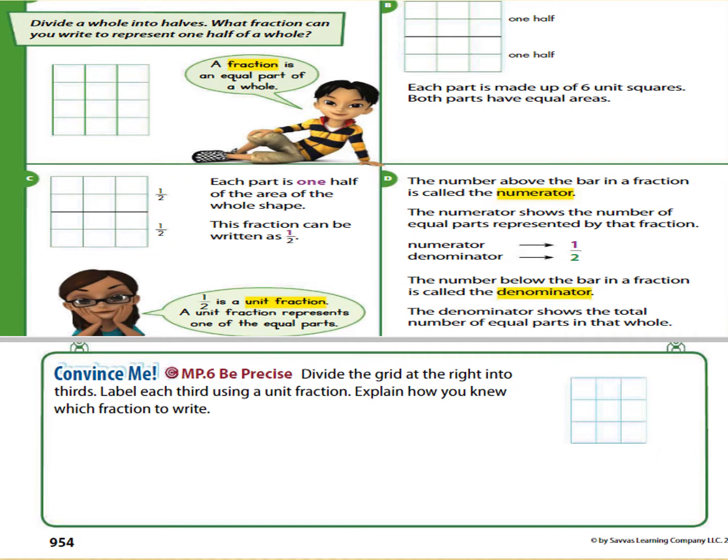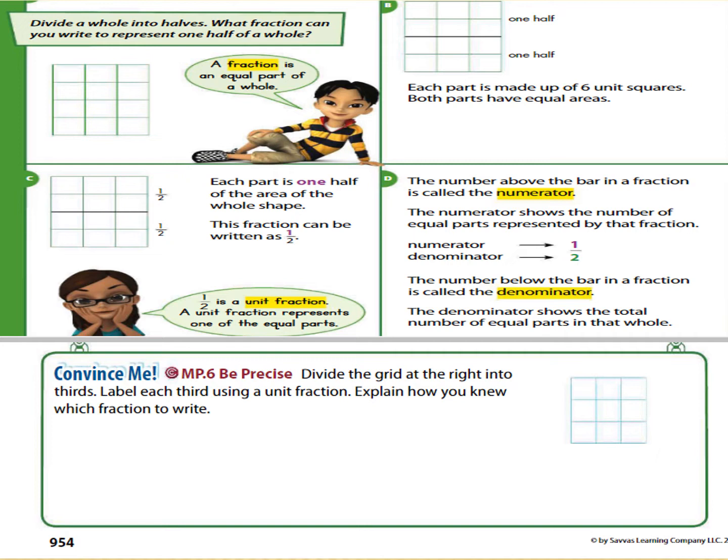Now we need to make halves. We have a grid and we have to cut it into 2 equal parts. Remember that. We have 12 small squares. If we will divide them into two parts, each part should have 6 unit squares. Each part is made up of 6 unit squares. Both parts have equal areas. Now, each part is 1/2.